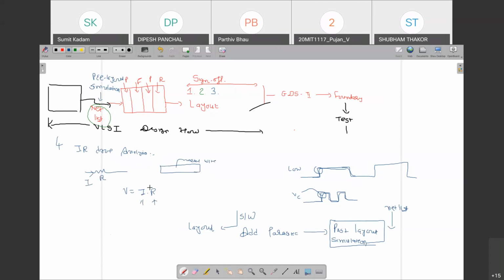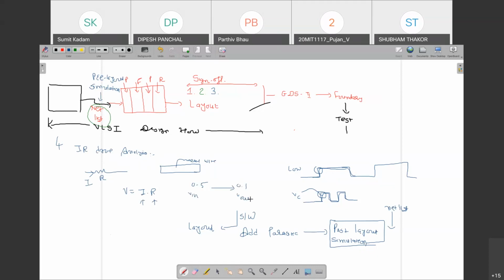So somewhere if you require 0.5 volt, because of this large value of I and large value of R, maybe only 0.1 is available. So this drop you have to control, or you have to check. First you have to check and then you have to modify. That analysis is called the IR drop analysis for each and every metal layer, or each and every layer of wire material we are using in our design.